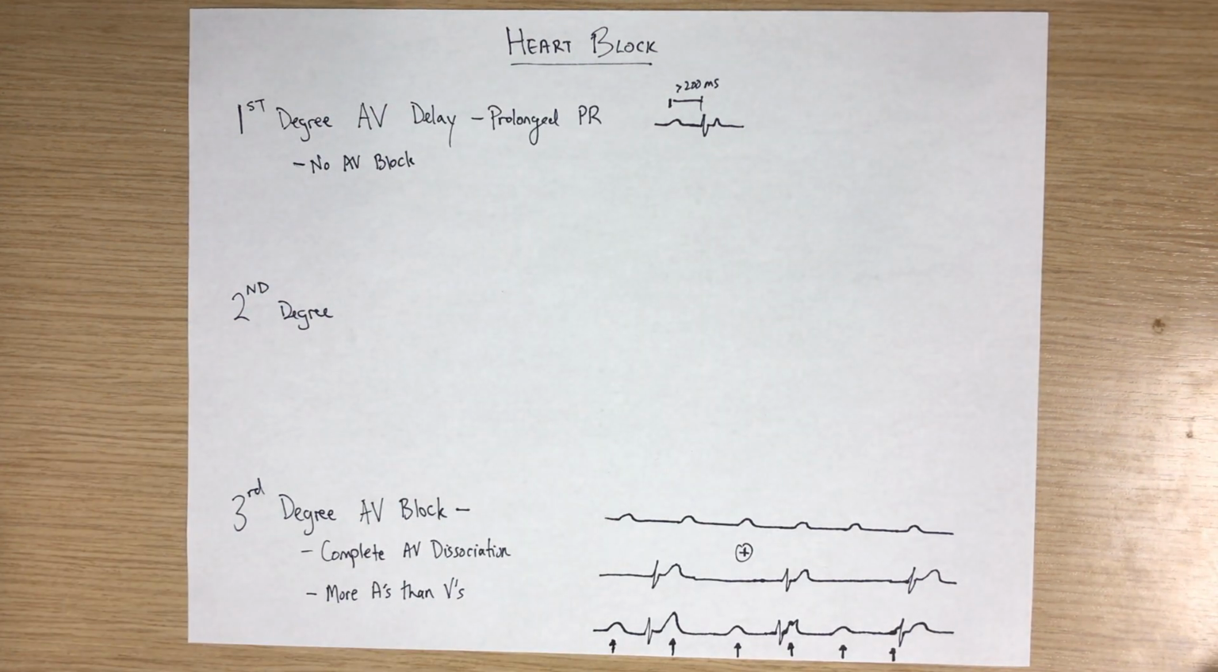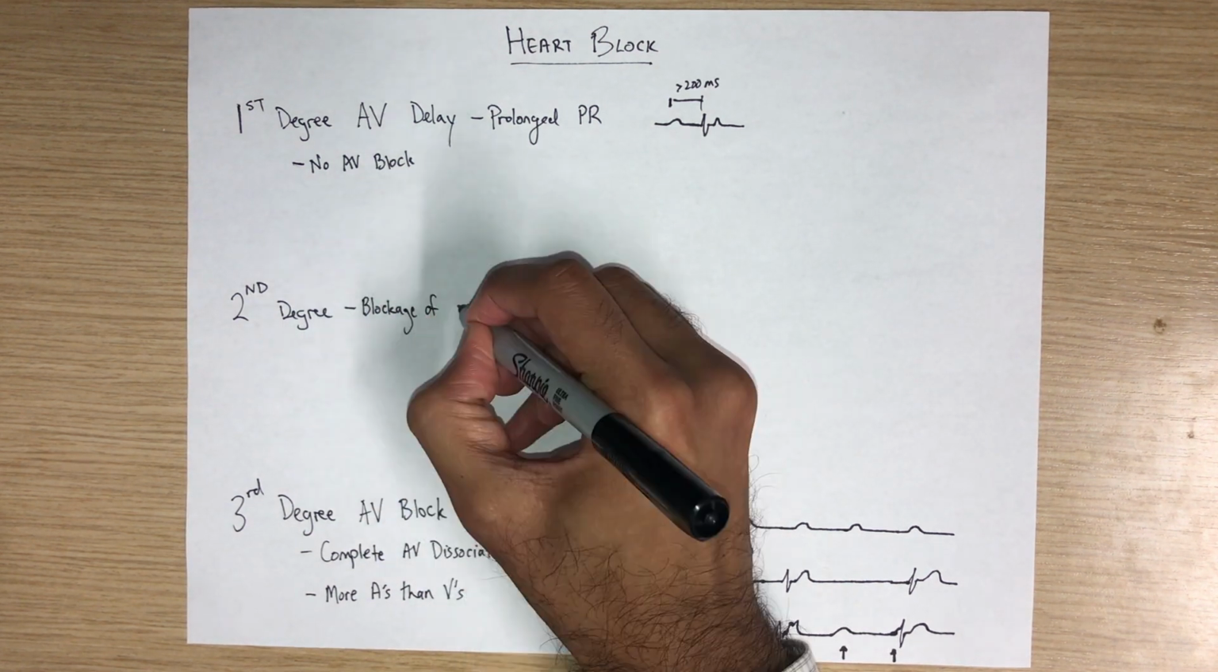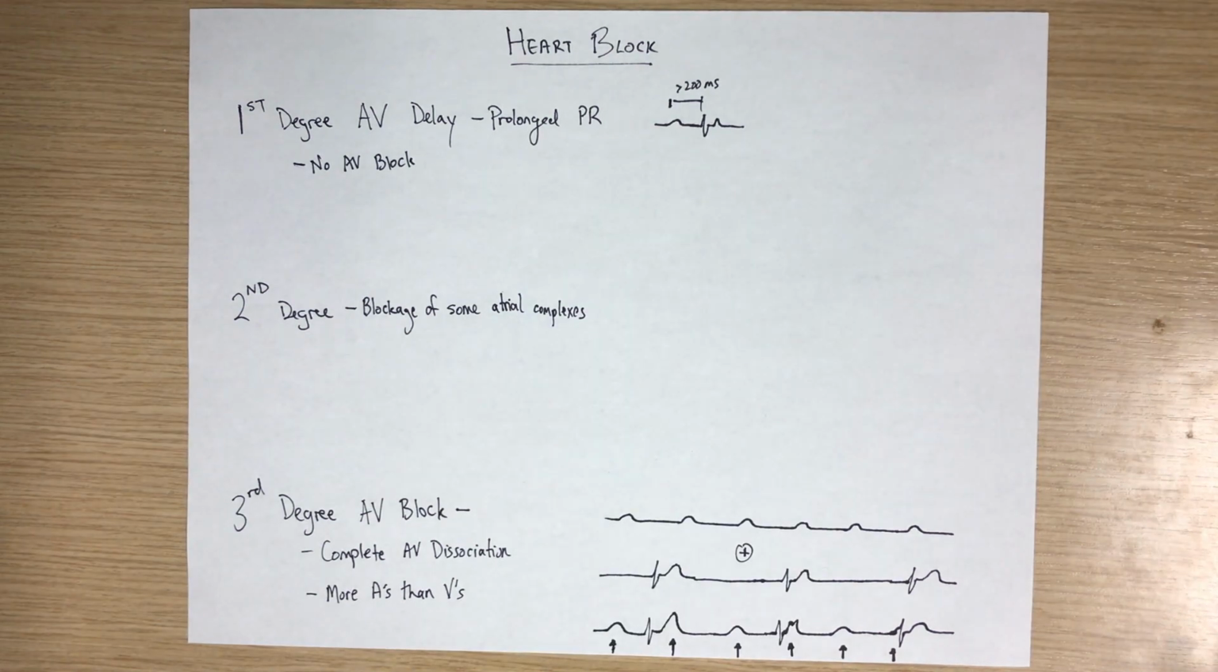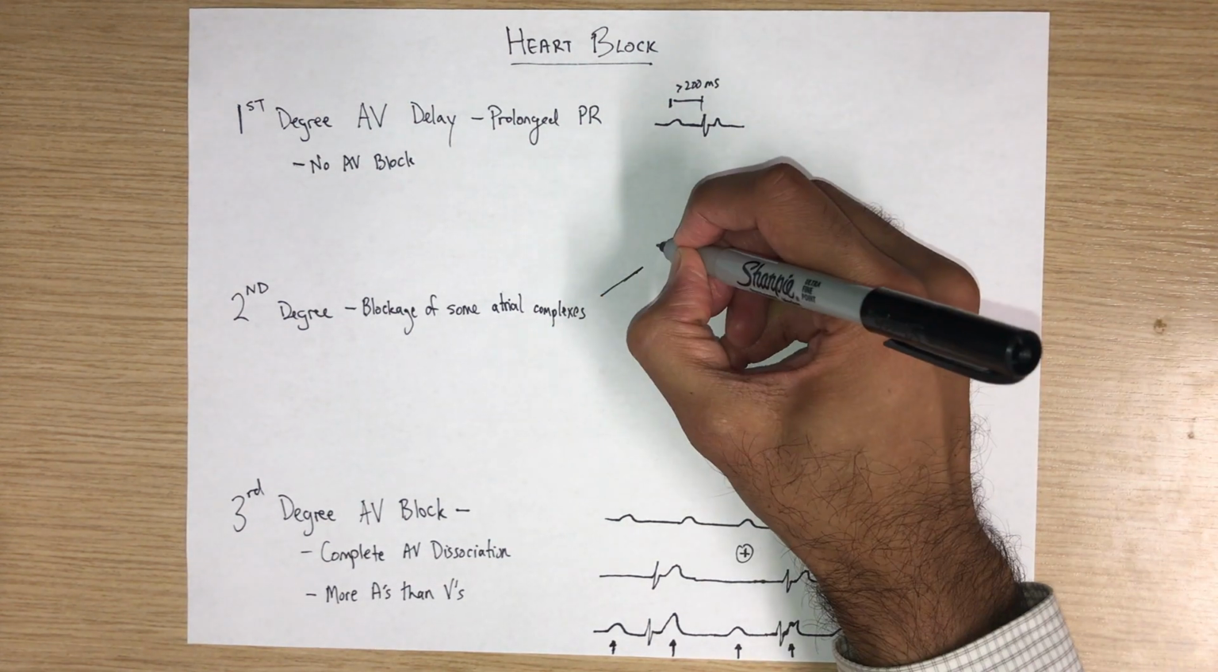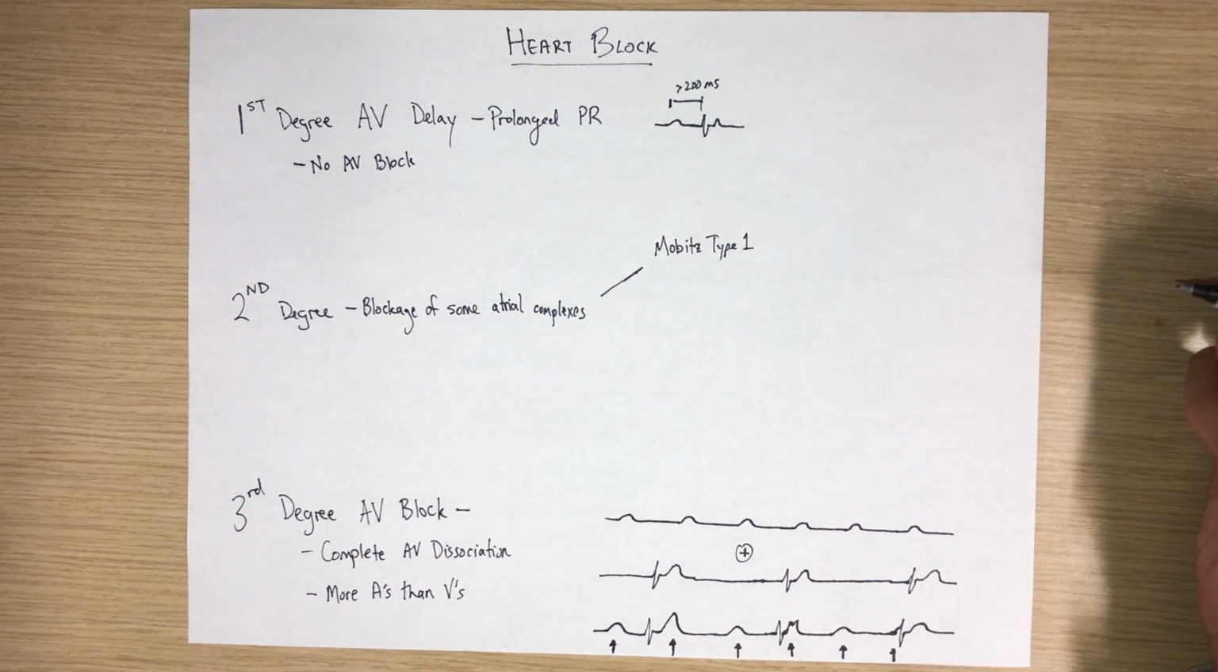So then that leaves us with second degree AV block in the middle, which is essentially where some things get through, meaning only some of the atrial complexes are blocked. As many of you may recall, second degree AV block comes in a couple of different types. There's type 1 second degree AV block, Mobitz type 1. In Mobitz type 1 second degree AV block, the PR interval gets progressively longer until a QRS is eventually dropped.